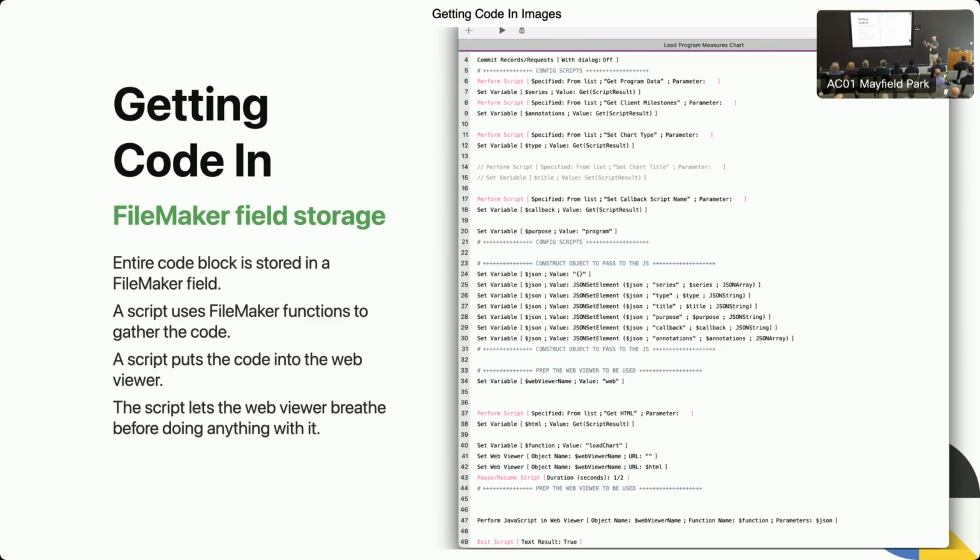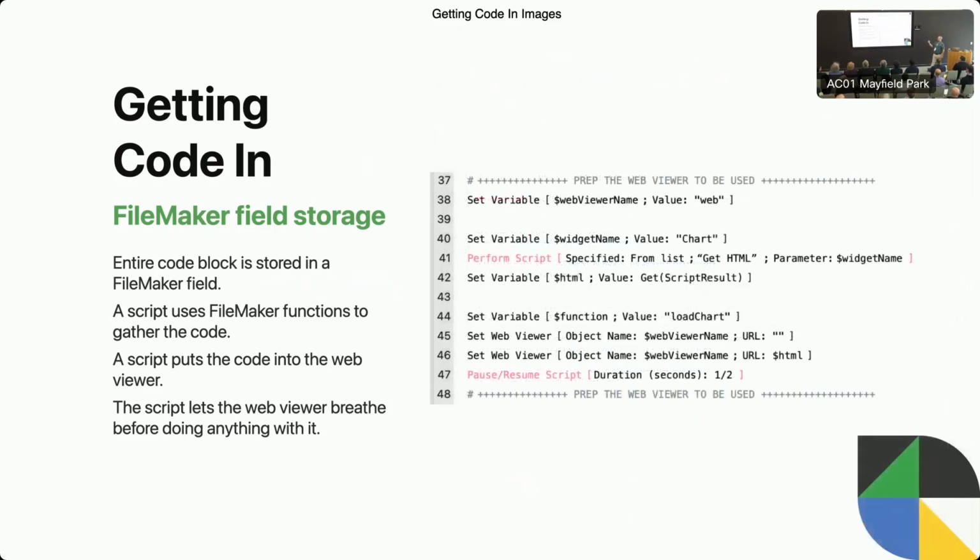I can have a web viewer on a student layout with the context of students. I can go fetch the data, the code, and then I can stuff it in the web viewer that's on this unrelated layout. I'll dive down into this script. So the script does a lot of things at the beginning, but here is the part that is focusing on going to get the code.